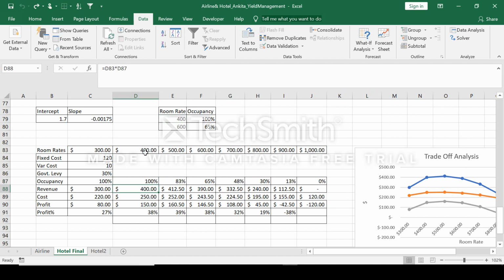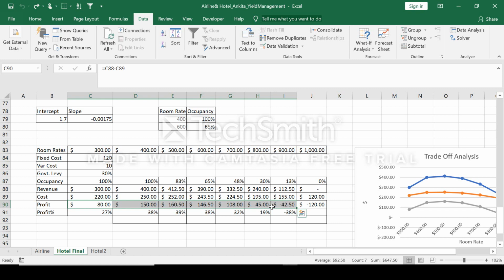And we calculate the revenue, that is the room rate times occupancy. We calculate the cost as we had calculated earlier: fixed cost plus variable cost times percent occupancy plus revenue times the government levy. Then we calculate the profit, and we get the profit percentage. So these are the varying profits we get.